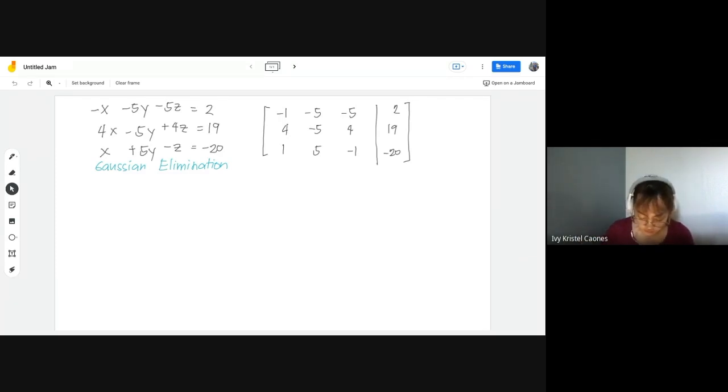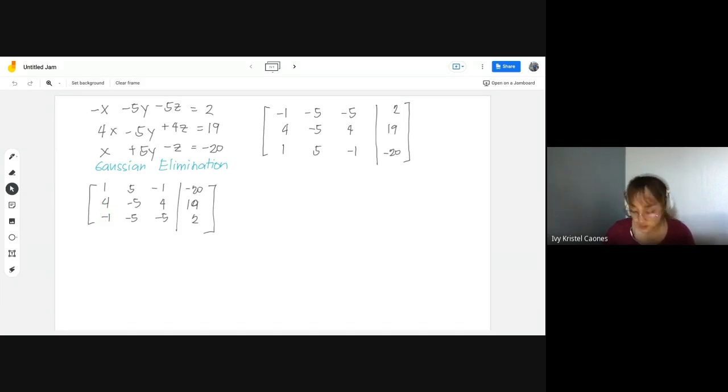Interchanging them will give you a new matrix of 1, 5, -1, -20, then still 4, -5, 4, and 19. And the last one will be -1, -5, -5, and 2. As you can see here, interchanging equation 1 and equation 3 will give you an entry element of 1, so it lessens the division. Next is to turn these two elements into 0.